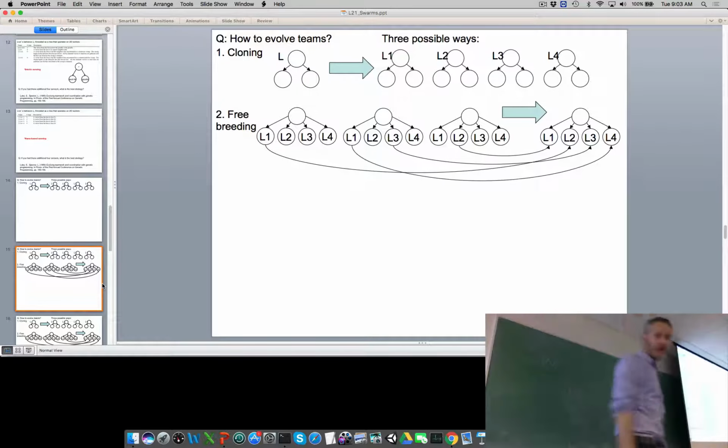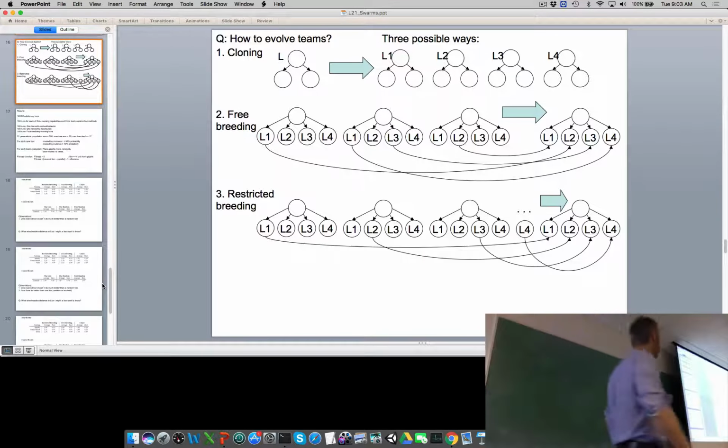That's one possibility. Third and final possibility is restricted breeding. So same thing we saw up here. We still have one genome, which is encoding strategies for the entire team. We have 3 genomes which have survived. They're combining their genetic material to produce a fourth, a new team down here. I'm sorry, there's a 4th genome here. I ran out of room to draw it.